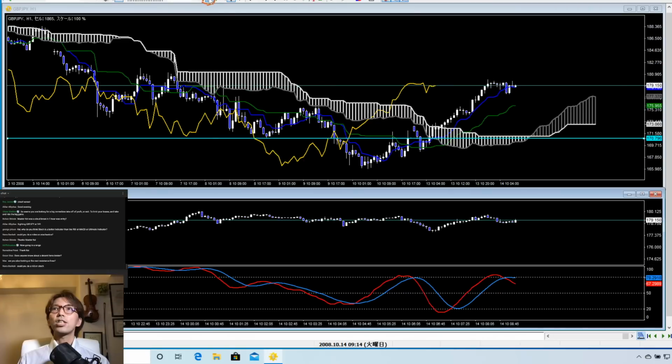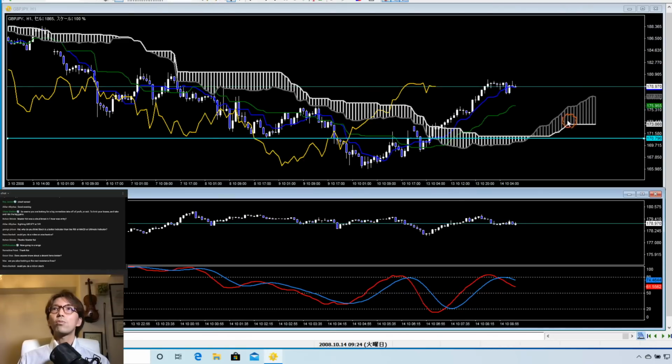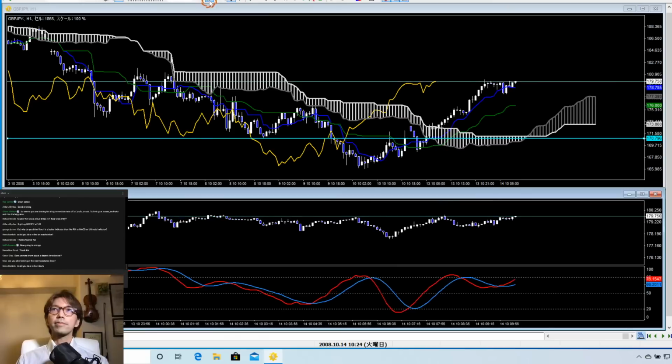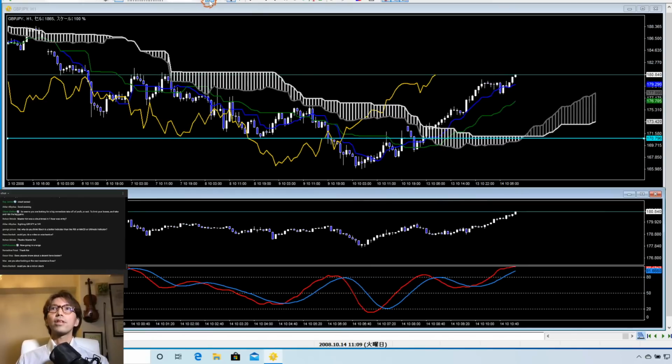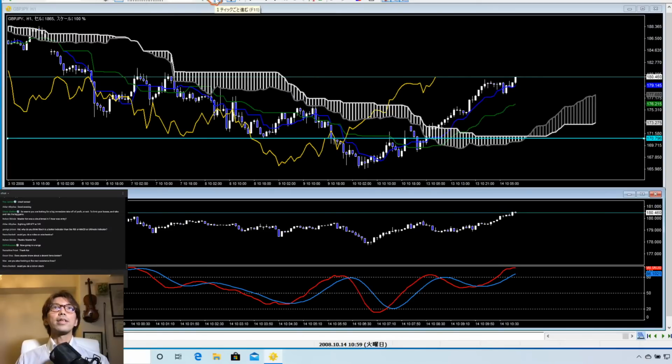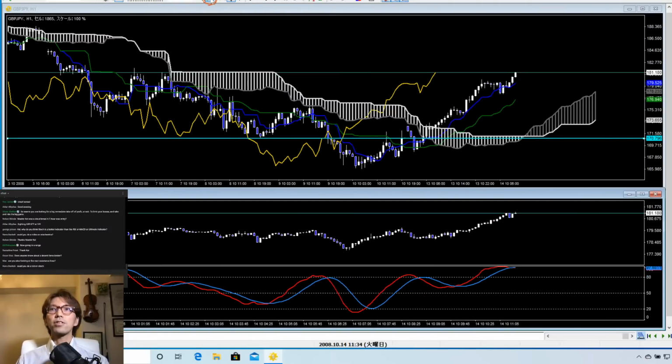So it looks like the Kumo has been flat now, and Senko span A is retracing backwards and Kijun Sen is becoming flat now. So I don't look for the buy chance anymore in this case. Oh, now it's sloping up again. So I will just wait for the next gold cross to come in 5.